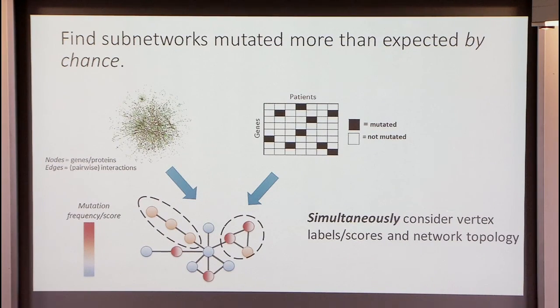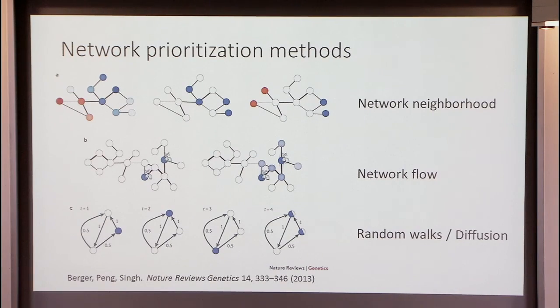And so what you need to do is pick out subnetworks according to both the score that you would assign to the vertices, which are the genes here, for example, and the interactions between them, since there's a protein-protein interaction network. So you simultaneously consider both. And this is the realm of what are called network prioritization methods. Given a network and given some labels on the vertices, can you predict other vertices that are interesting because they're nearby vertices that you've already implicated?